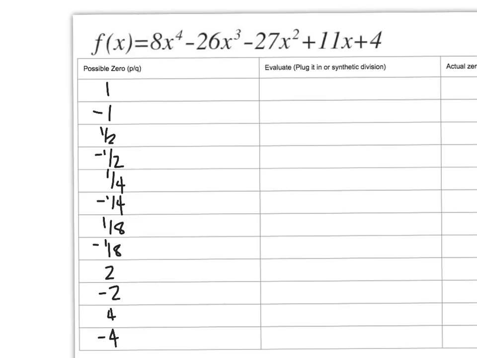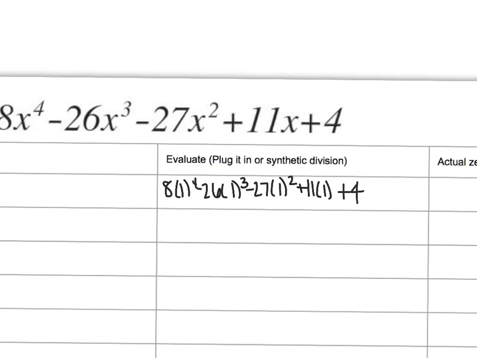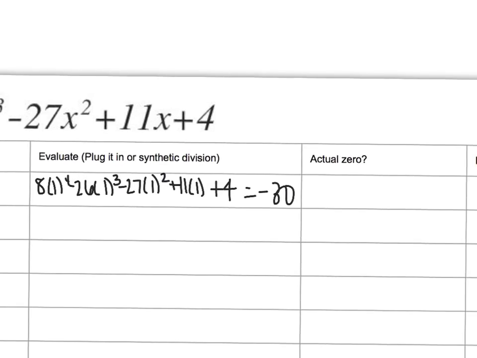That means we're going to take these numbers, we're going to take our function, which says 8x to the 4th, but instead of x, we're going to put 1. 8 times 1 to the 4th minus 26 times 1 cubed minus 27 times 1 squared plus 11 times 1 plus 4, and I'm going to see what it gives me. Okay, so when I plug that in, I'm going to get -30. So is that a 0 of the function? The answer to that is no, because if it's a 0, this number will be 0.